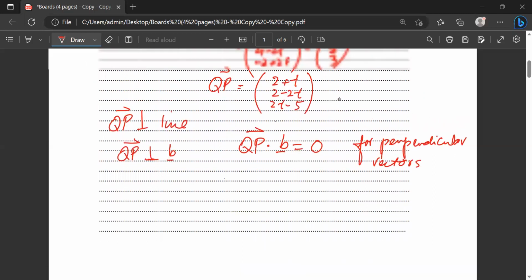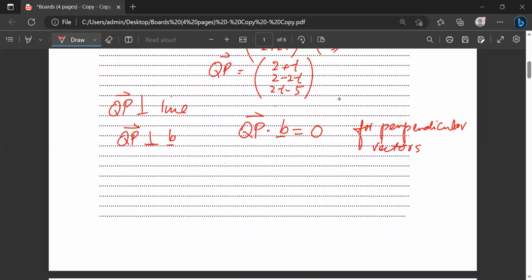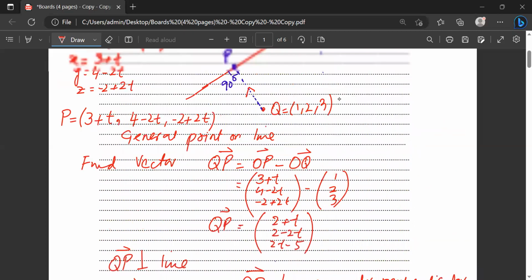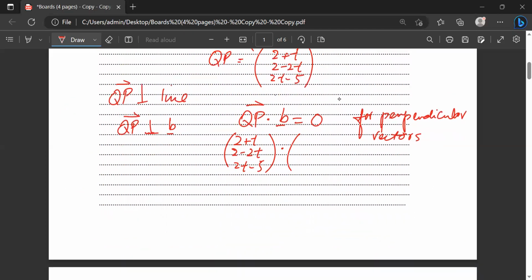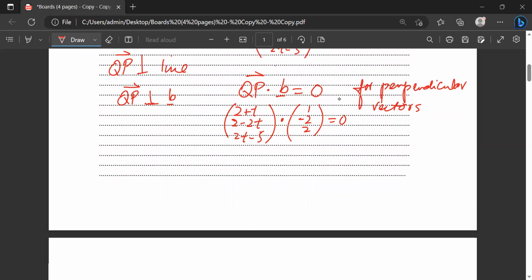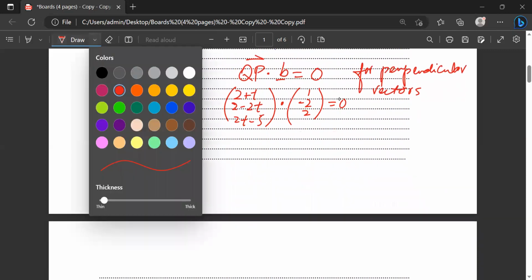Yes, we have the vector QP that we just obtained in terms of T. So write (2 plus T, 2 minus 2T, 2T minus 5) dot the B vector. B vector is the direction vector (1, minus 2, 2), and this is equal to 0. The dot product is 0 because these are perpendicular.